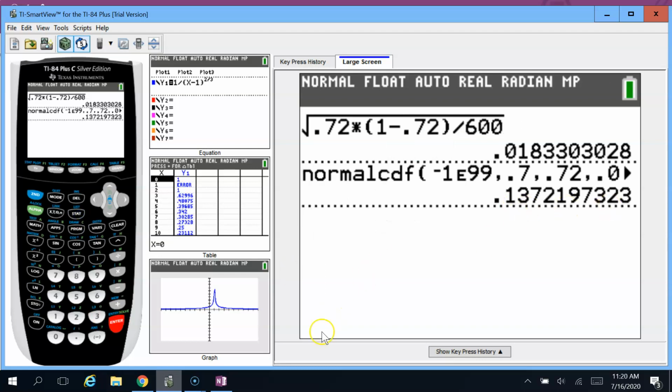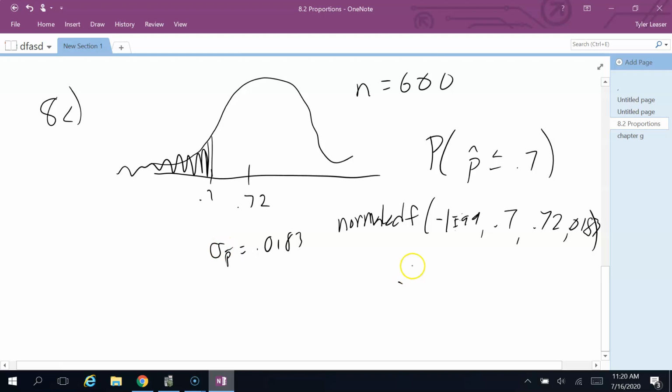So we get 0.1372. And then that's it. That's going to be our answer for this question. The probability that we grab 600 people where less than 70% of them want to start their own business, roughly 13.72%.